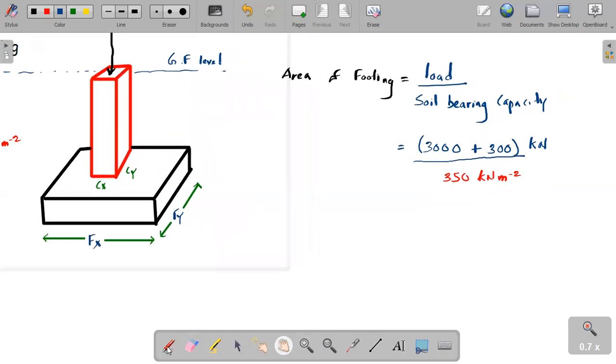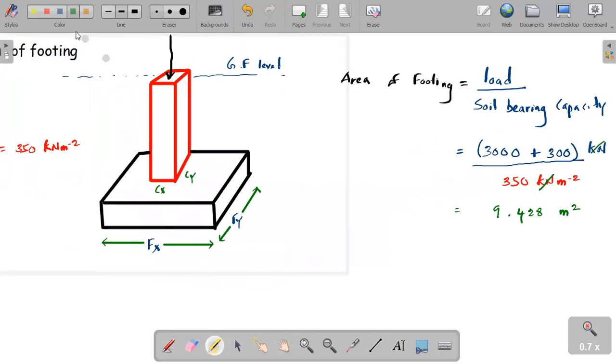Let's find the answer. The kilonewton and the kilonewton cancel. 3000 plus 300 means 3300. You can just divide that 3300 by 350. The answer is equal to 9.428 square meters. This is the area. That means we found the area of this footing.